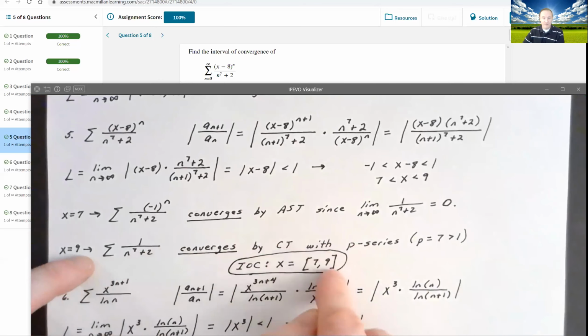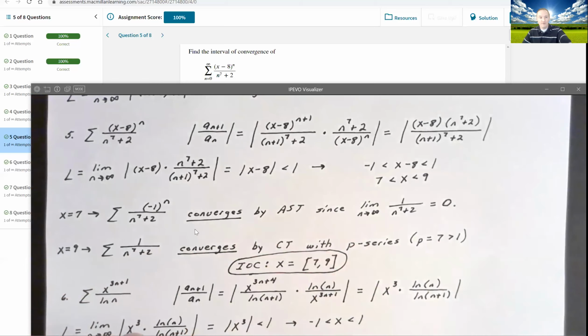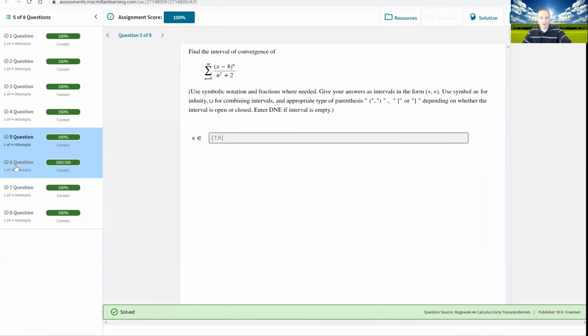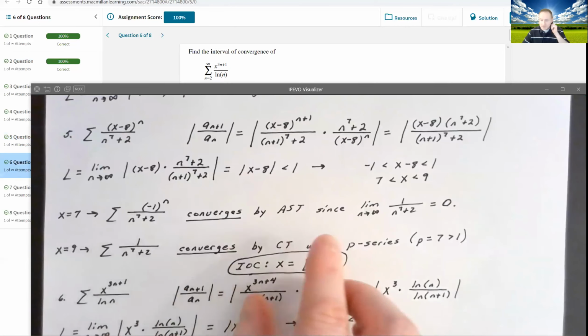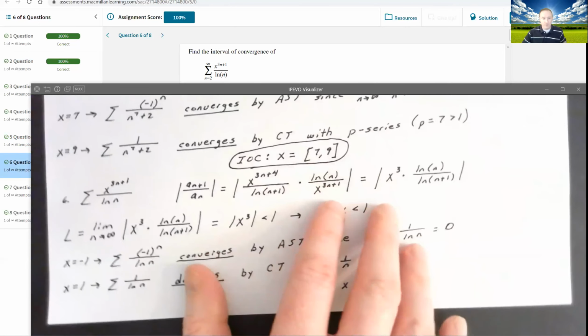Converges at both of our endpoints. We put brackets around both and say, that's a beautiful question. For number 6 here, again, it gives me a series. This time I have a natural log in it, which keeps things a little interesting. Notice the work I did on this one.